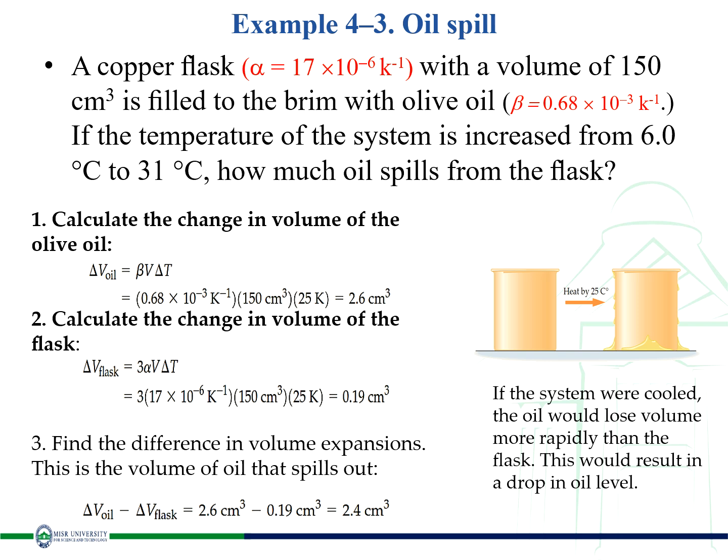First, we calculate the volumetric expansion of the olive oil using its coefficient beta. That's delta V equals beta V delta T, giving us 2.6 cubic centimeters. Then, we calculate the flask's expansion. For a solid, we use 3 times its linear expansion coefficient, alpha. So, delta V for the flask is 3 alpha V delta T, which comes out to 0.19 cubic centimeters. The spilled volume is the difference, 2.6 cubic centimeters minus 0.19 cubic centimeters, resulting in 2.4 cubic centimeters of oil spilling out. A clear case of differential thermal expansion.